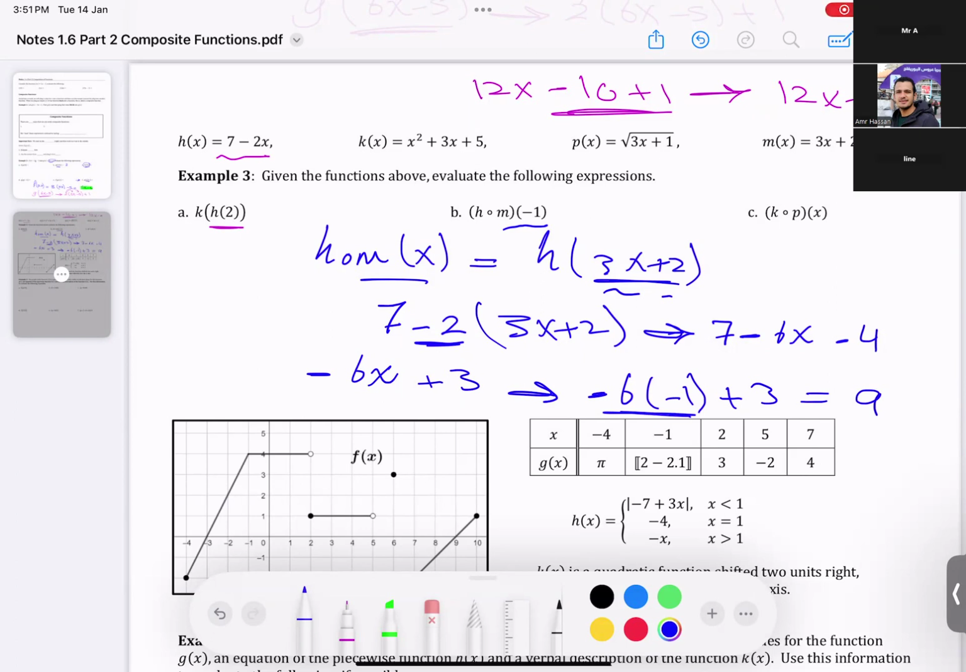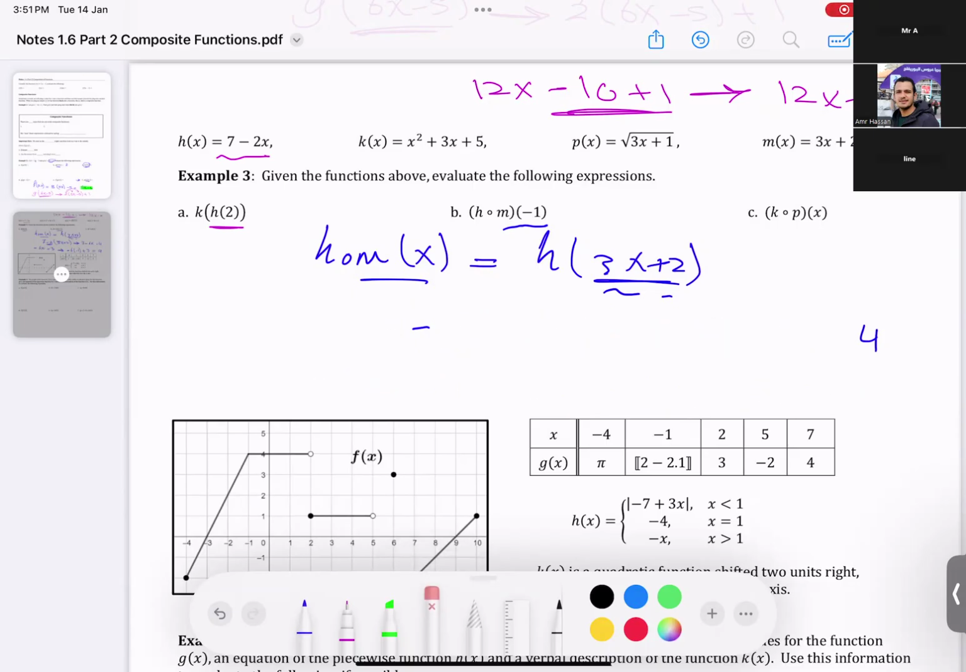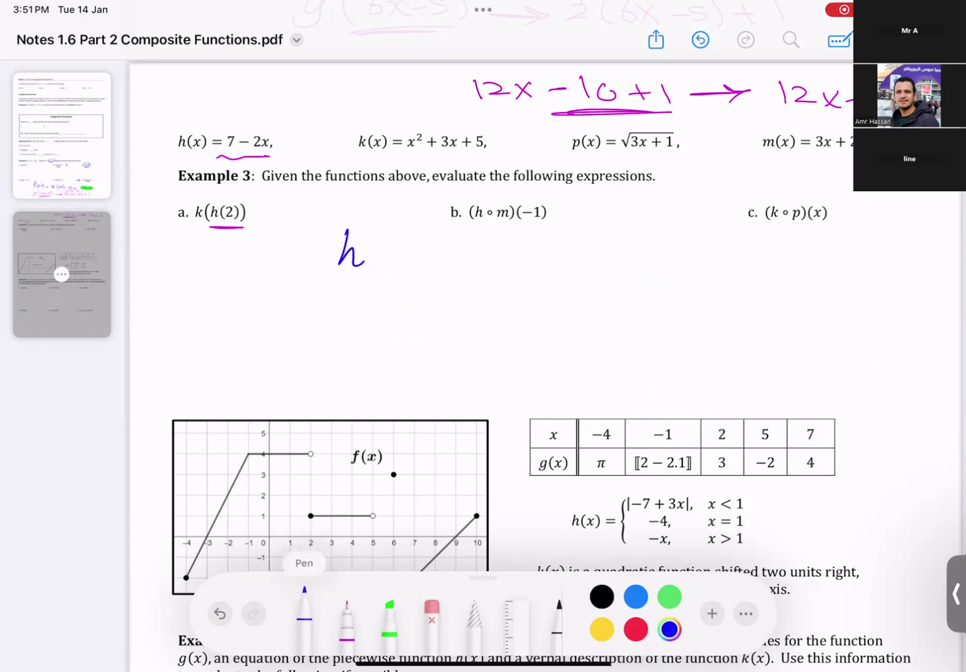I think it's obvious, but I have another way to do it. Let me show you the other way. I think the other way is going to be much easier than this way. So the point is, I have been asked to find out what is h of m of negative 1, which makes sense. At negative 1, I could plug in the m function, right? What is the m function? It's going to be this one.